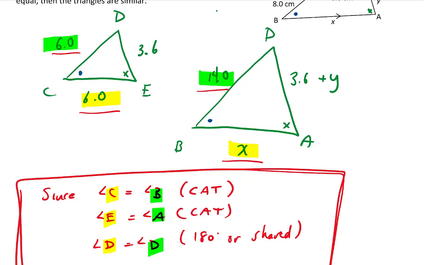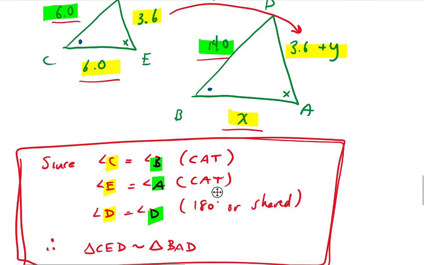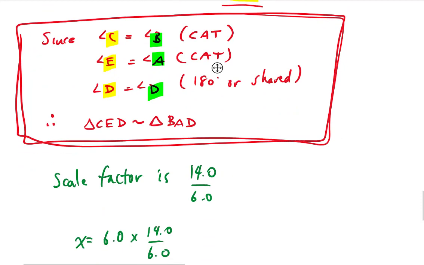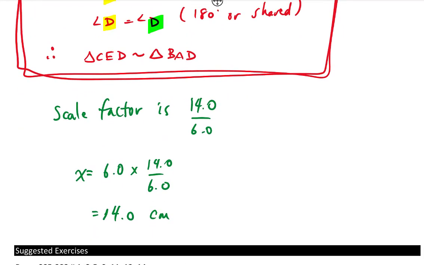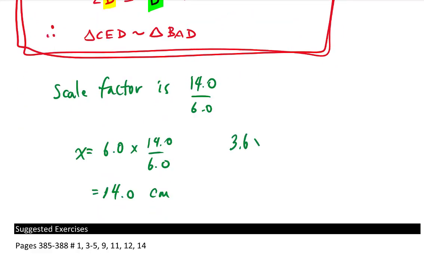So I'll explain it one more time. I want to go from here to here. These sides should be proportional. So I'm going to take this number here, 3.6, and multiply it by the 14 over 6, the scale factor, to get the bigger triangle. All right, so let's do that one. So we have 3.6 times 14 over 6 has to give me 3.6 plus y.